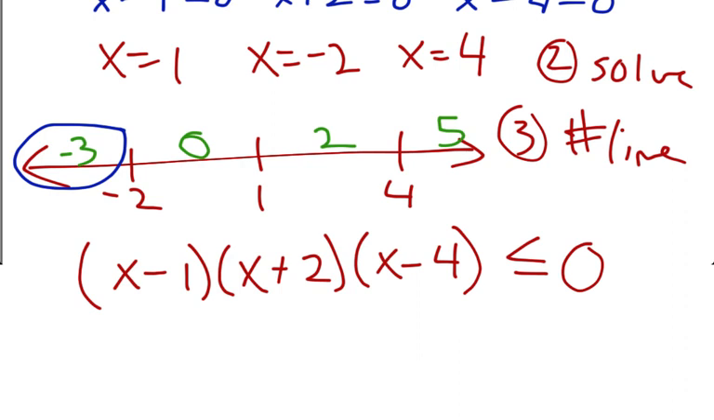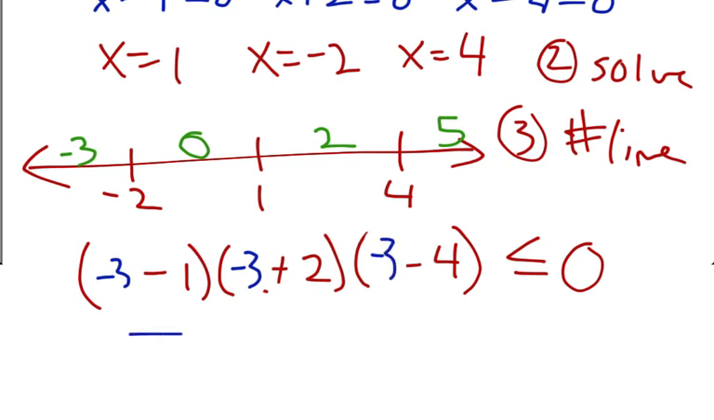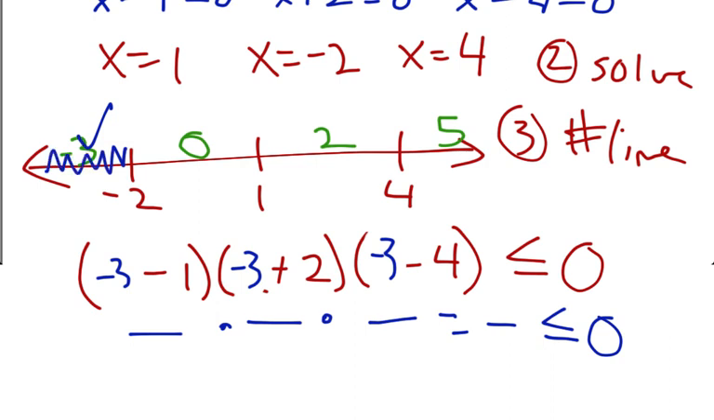So I'm going to start over here at negative 3, and I'll plug that in for my x's. I'm just going to erase my x's and plug it in and see what happens. If I plug in negative 3, negative 3 minus 1 gives me a negative. I don't even care that it's negative 4, it's just negative. Negative 3 plus 2 gives me a negative, and negative 3 minus 4 gives me a negative. I just care that they're negative. I multiply them together, and that gives me a negative. Any negative is less than or equal to 0, which means this area checks out. This is part of my solution.